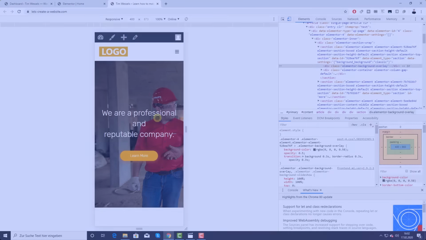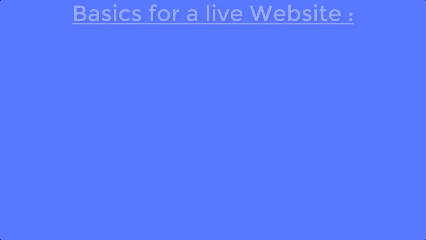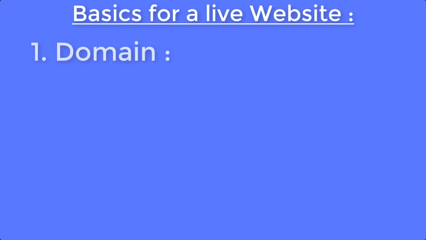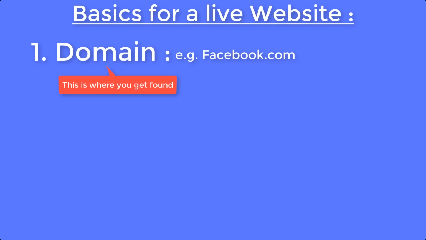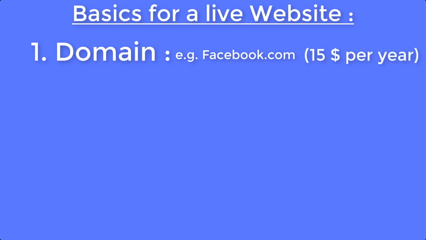Let's go. When making a website, you basically have to do 3 steps. The first is to get a domain. A domain is basically the name of your website. For example, Facebook's domain is facebook.com, Google's domain is google.com, and my domain is timvisits.net. If we imagine your website as your house, the domain would be your address. It's where people can find your website. Domain names cost around $15 per year.